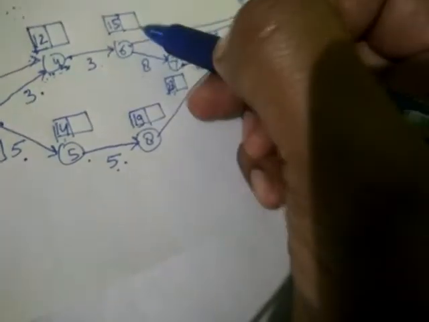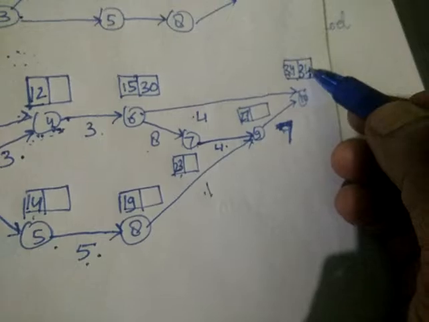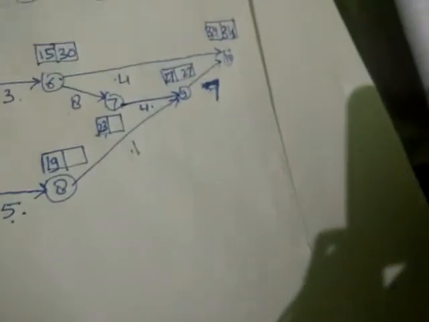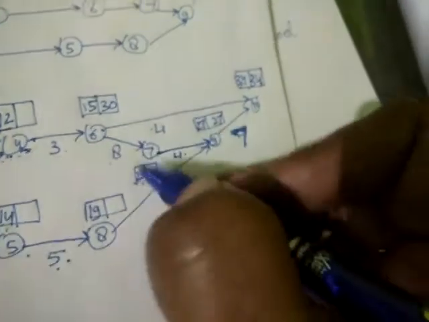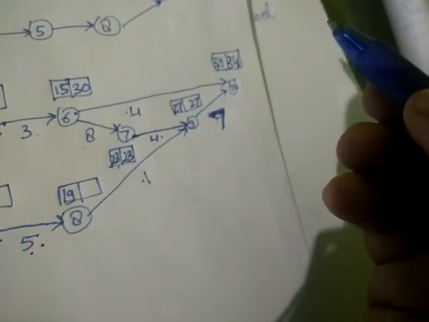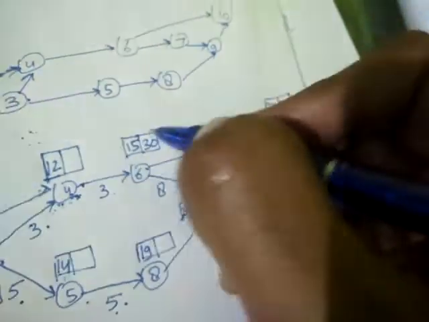Now see, 34 minus 4, 30. Now coming here, 34 minus 7, 27. There is no problem. Now 27 minus 4, 23. Here, sorry, we have made a little mistake.